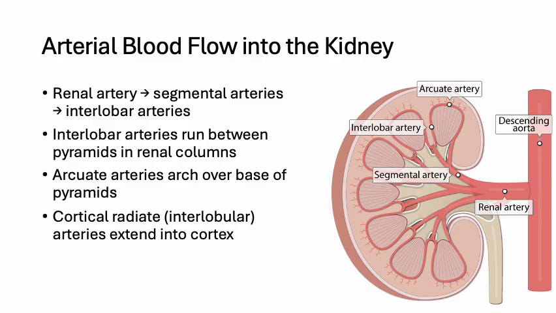Arterial blood enters the kidney through the renal artery, which quickly divides into segmental arteries at the hilum. These segmentals branch into interlobular arteries that travel between the renal pyramids via the columns. At the base of each pyramid, the arteries curve and form arcuate arteries, which mark the boundary between the cortex and the medulla. From there, small cortical radiate arteries fan outward into the cortex, delivering blood directly to the nephrons for filtration.